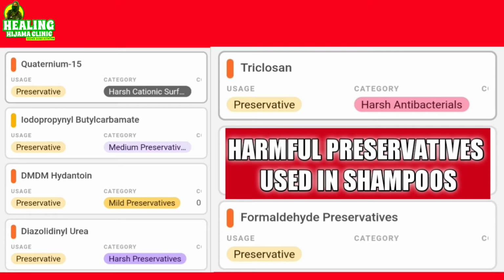What is used as preservative in your store-bought shampoos is really harmful for you. Again, these are endocrine disruptors and these are very toxic for your health as well as for your hair. This is the list of toxic preservatives which are usually used in the store-bought shampoos.